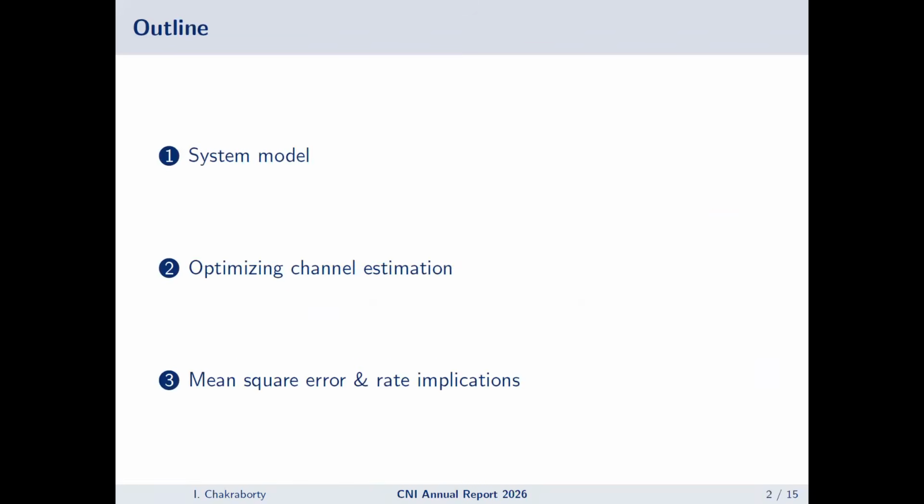Now, this is the outline of our talk. We will first give an overview of what we are trying to do here. Then we'll discuss our system model, our novel channel estimation scheme, and its mean square error and rate implications. We'll end our talk with a few key takeaways.